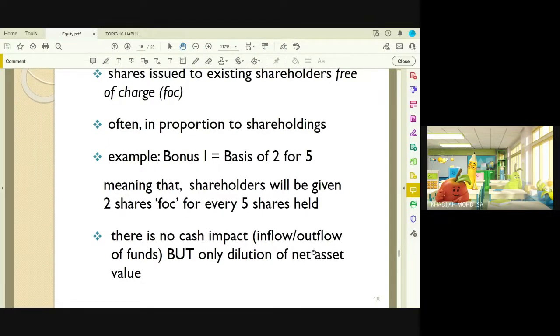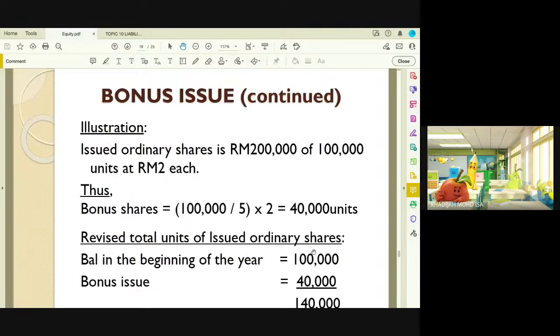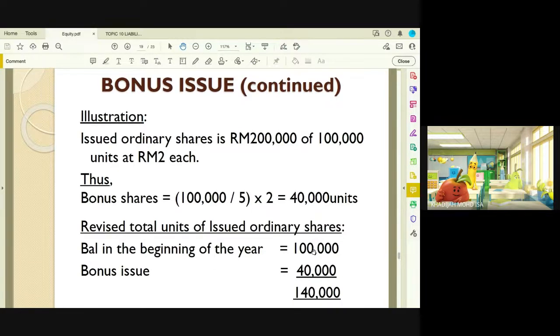There is no cash impact, no inflow or outflow of funds, but only dilution of net asset value. So what does that mean? In this example, we have issued ordinary shares of 200,000, being 100,000 units at 2 ringgit each. At 2 ringgit each means that you have 100,000 issued shares. Each one is 2 ringgit, so that's how you get 200,000.